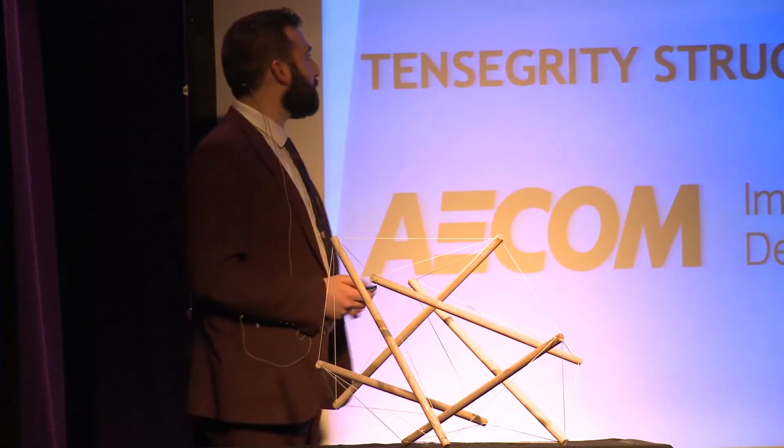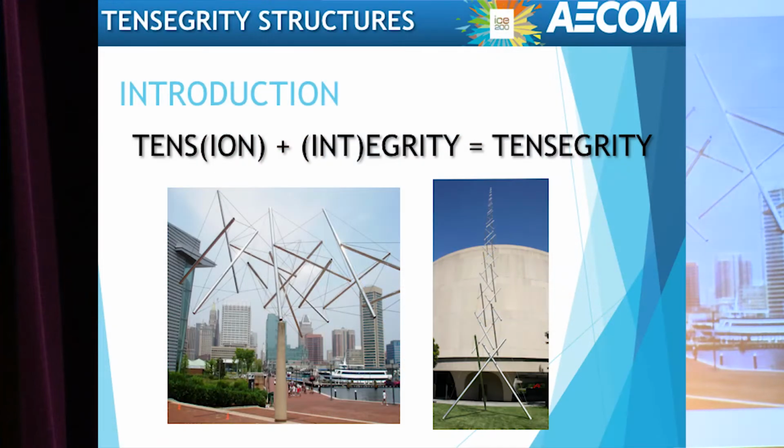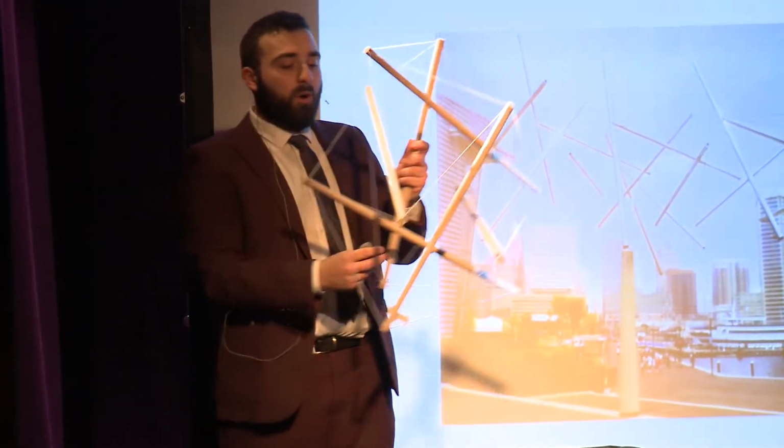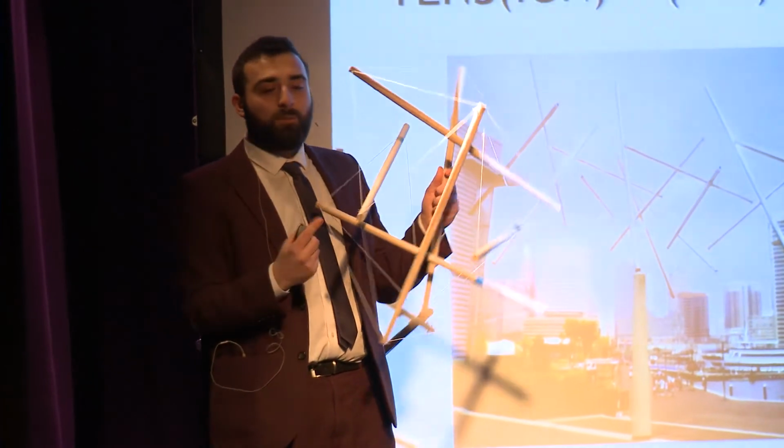So that's tensegrity. The name tensegrity was first patented in 1962 by an American professor called Buckminster Fuller. As you can see there, it's tension and integrity. You can see here from my prop that the bars are in compression, whereas the cables are in tension. So it's the tension that keeps the structure together.